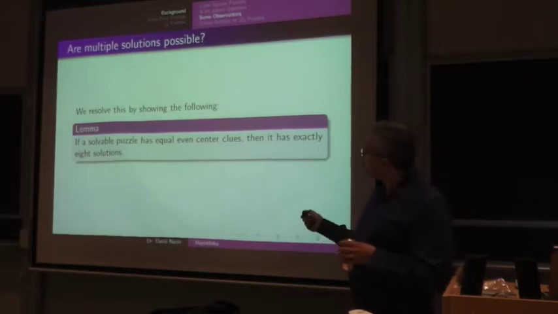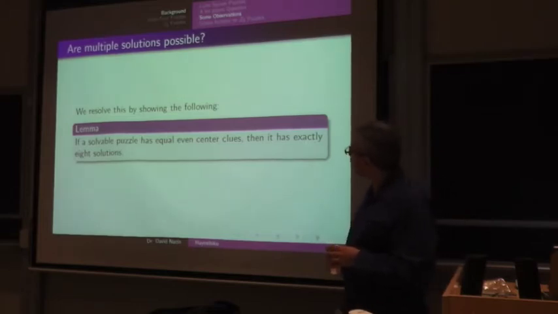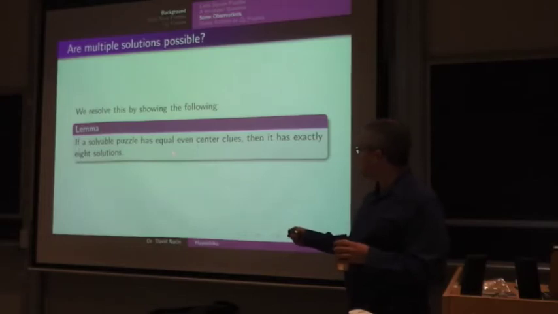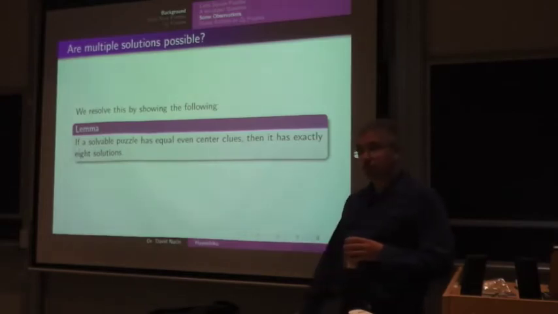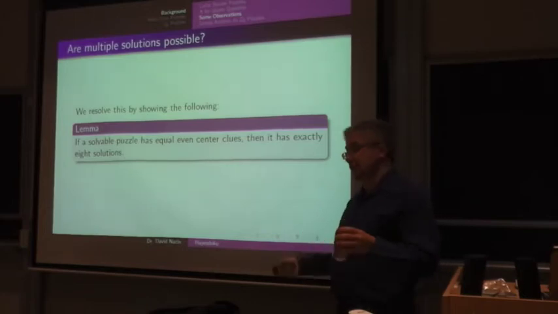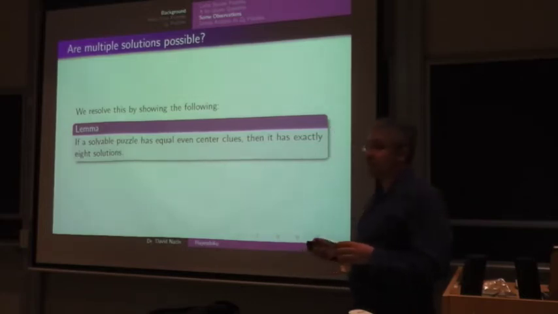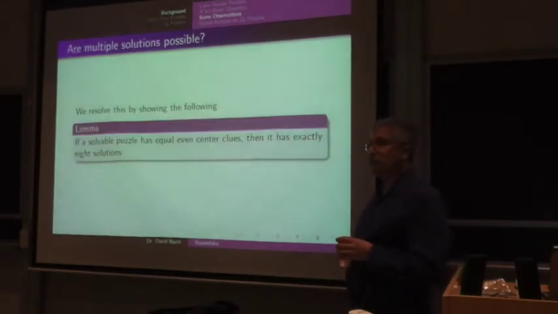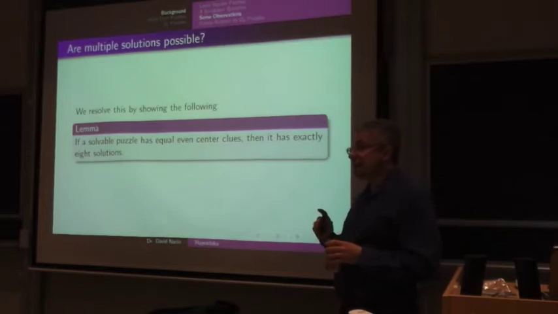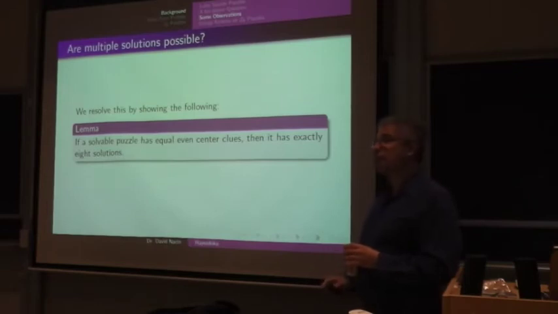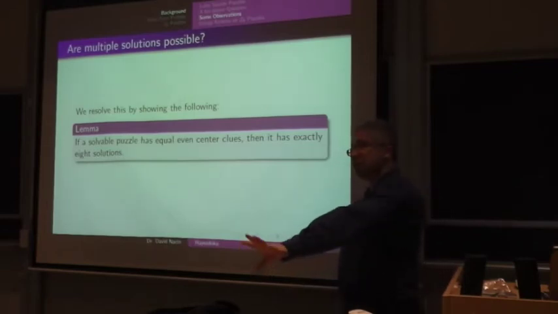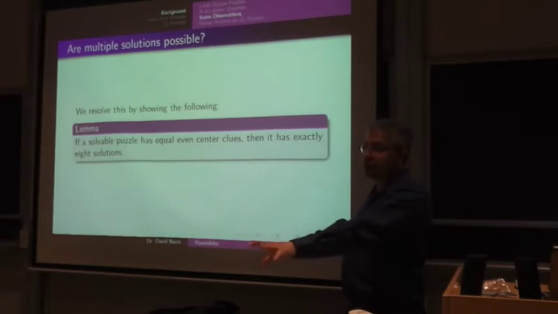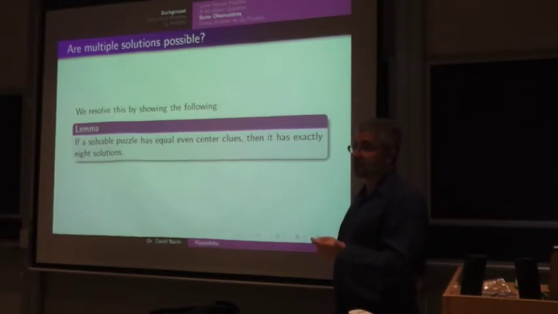Now for the multiple solutions question, I'm going to answer this in maybe one of the more roundabout ways, but if a solvable puzzle has equal and even center clues, then it's going to have exactly 8 solutions. So I'm just going to use the things that we've done so far, those two last lemmas, in order to show this. You're always going to be working with that diagram. This is actually going to be the only diagram, and I'm going to show that in a moment. But for right now, we're just assuming that seemingly arbitrary diagram is the one that we're sitting with. But there's actually something very special about that diagram. We're going to see that in a moment.